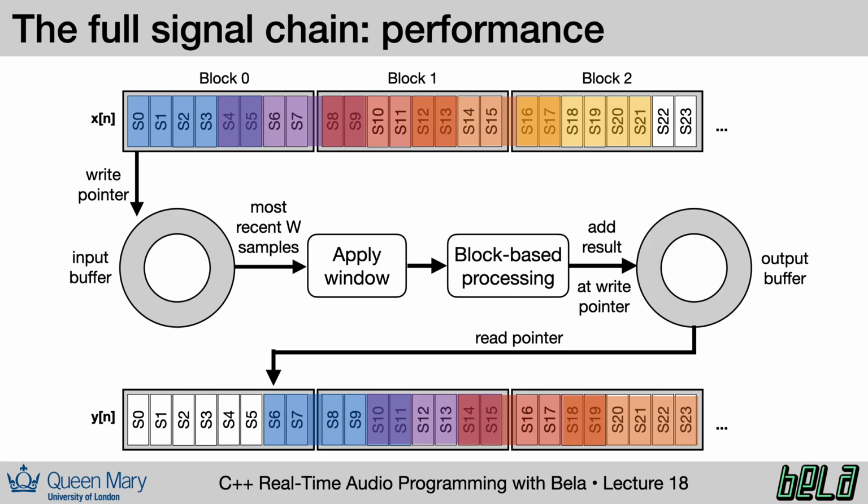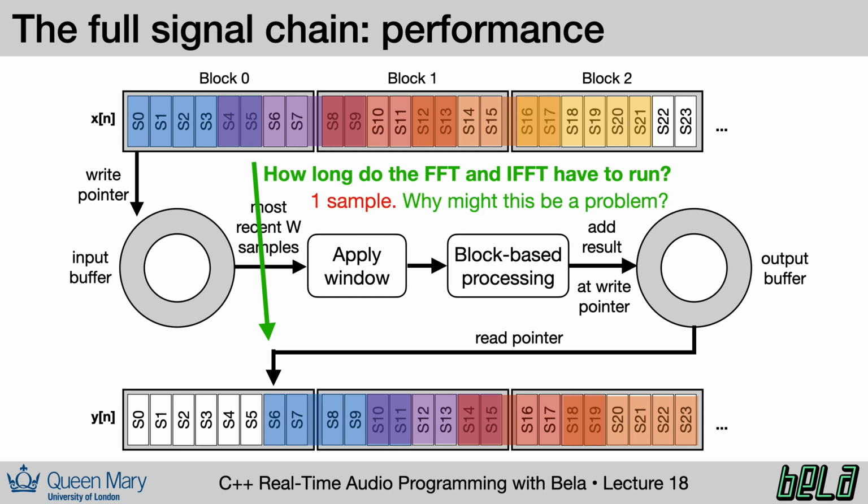Here again was our signal chain involving the input and the output, x of n and y of n, 2 circular buffers for the input and output, and a block-based process in the middle that runs once per hop. Now the problem sneaks in right here. How long do we have to run our FFT, IFFT, and any frequency domain processing? The answer is just one sample. We cannot start the processing until x of 5 has come in, but we need to have the result available by the time that we want to generate y of 6.